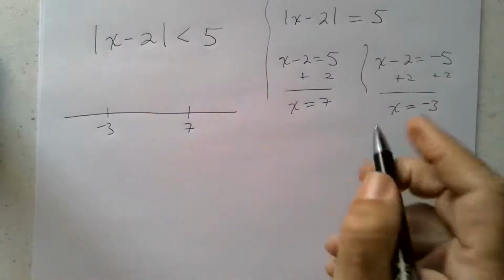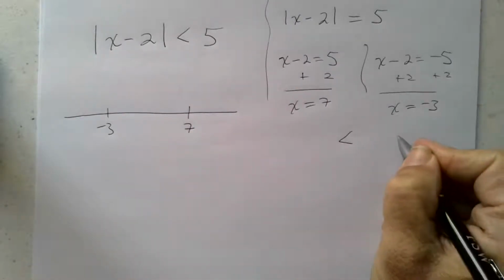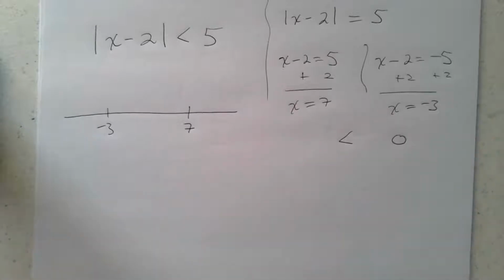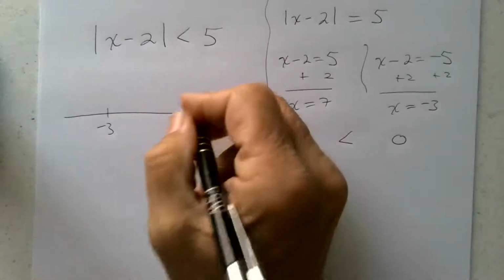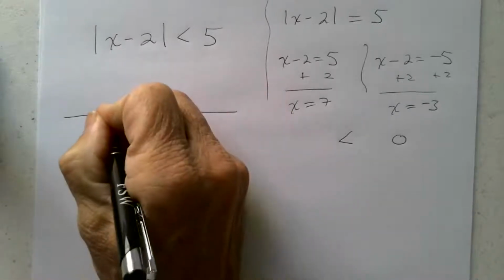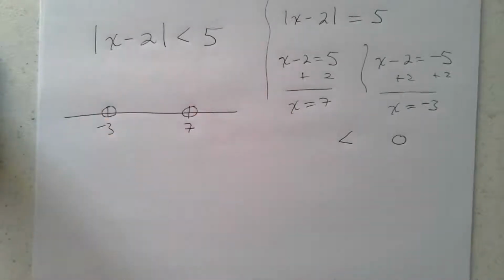Now you'll notice the sign is less than. That tells me that these will both be open circles. So we'll have an open circle here and an open circle here. And what this does is this divides the number line into 3 pieces, 1, 2, 3 pieces. We're going to test numbers in each interval and determine if it's true or if it's false.